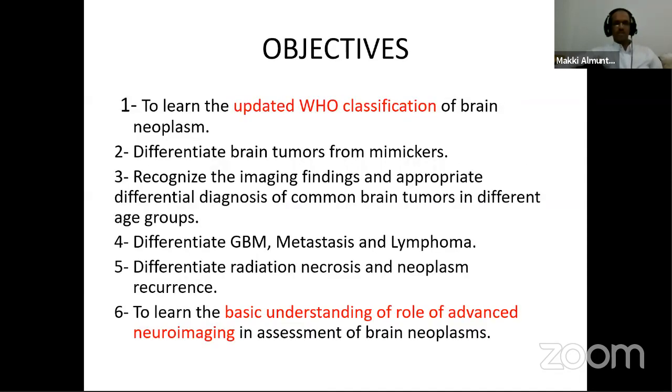The objective of this talk is to give you an overview of the WHO classification and to help the audience differentiate brain tumors from mimickers, and to help you utilize the imaging findings in giving an appropriate differential diagnosis and diagnosis, and to differentiate certain entities based on imaging, and to have a little touch on advanced neuroimaging, considering that we will cover it in the next week.